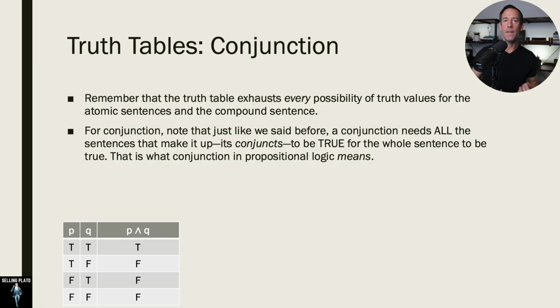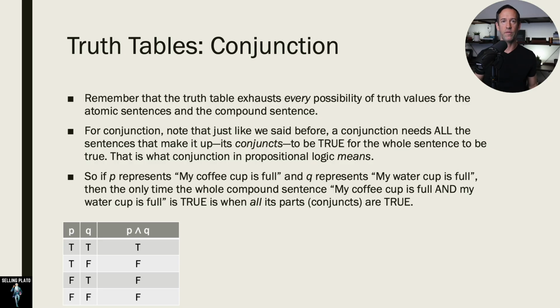So for conjunction, note that just like we said before, a conjunction needs all the sentences that make it up, all of its conjuncts, to be true for the whole sentence to be true. By now, that should just be burned in your brain. That is what conjunction in propositional logic means. That's its interpretation, okay? And remember, we talked about how semantics or interpretation is going to be different from ordinary English. We're concentrating on truth values here.